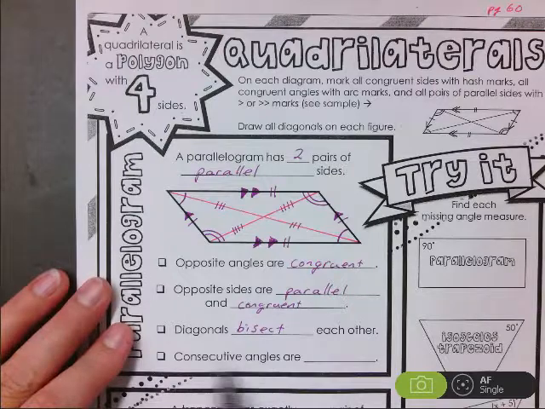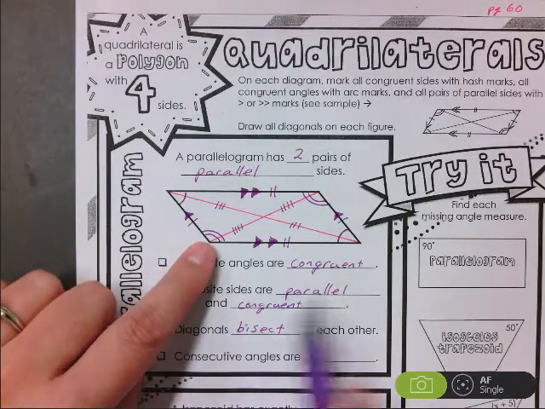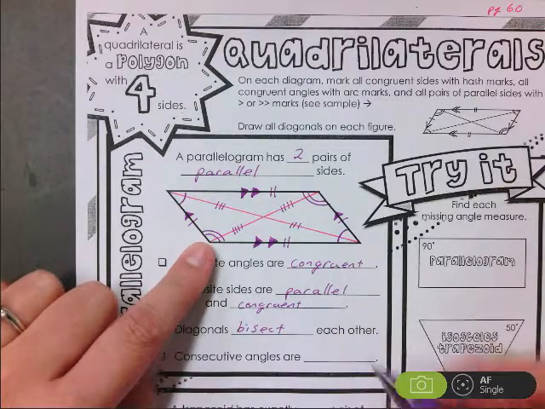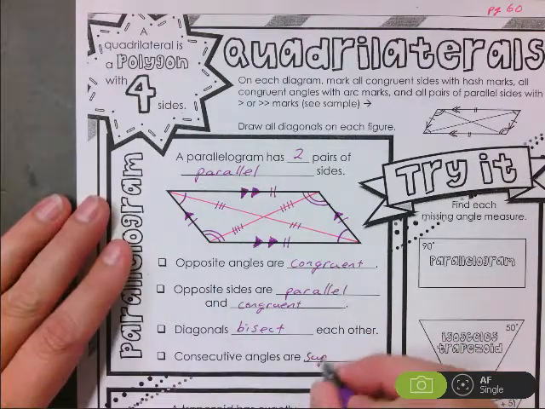And then the last one are consecutive angles. That means from here to here. Well, with our consecutive angles, they're actually supplementary.